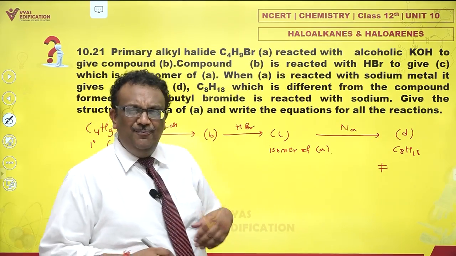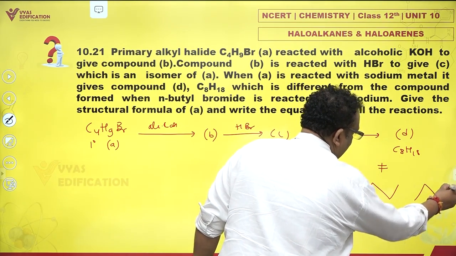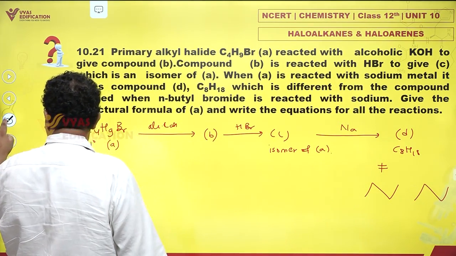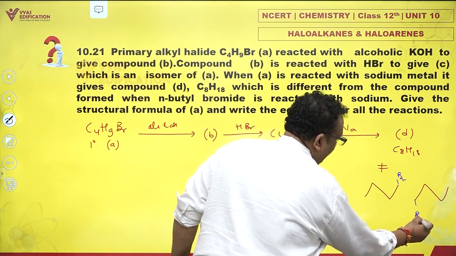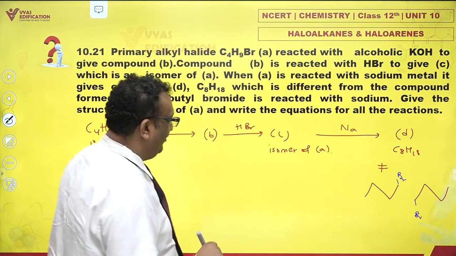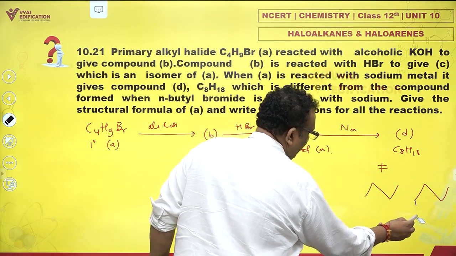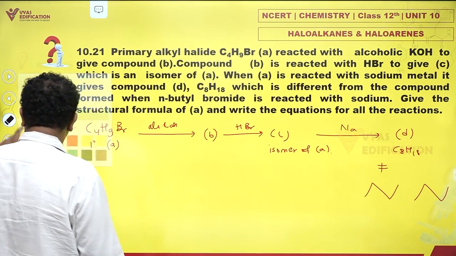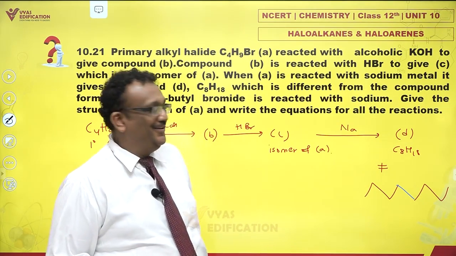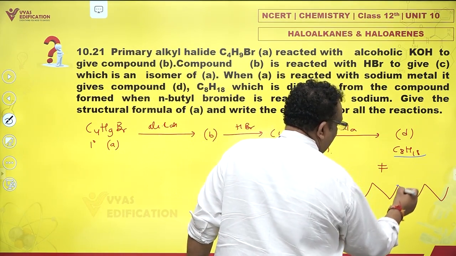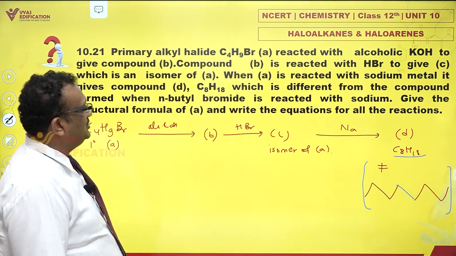Now if I react N-butyl bromide with sodium, see, this is butyl. N-butyl bromide would mean that I have Br and Br here. And if I make it undergo reaction with sodium, it means that these bromines would be removed. And what I would get? I would get N-octane. So this C8H18 is not equal to N-octane. This they have very clearly mentioned. Fine.